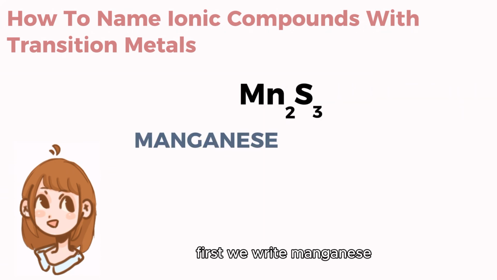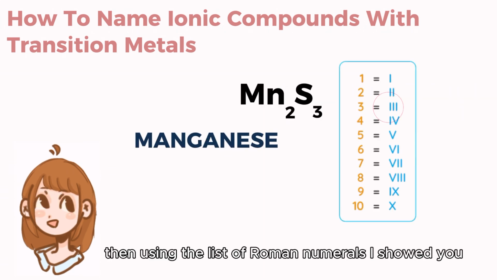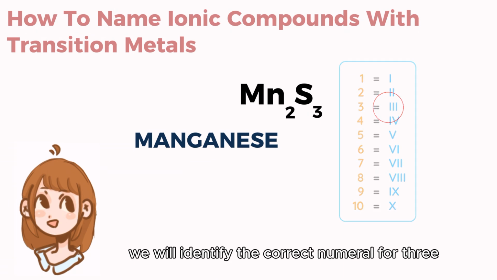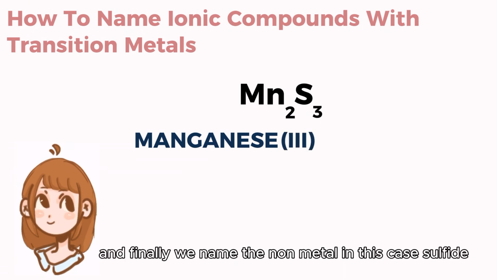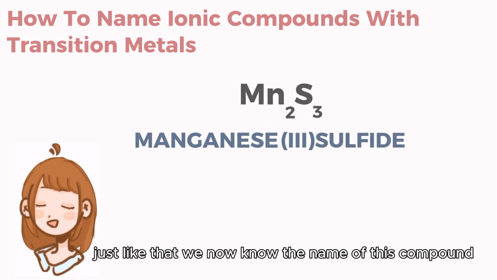First, we write manganese, then using the list of Roman numerals I showed you, we will identify the correct numeral for 3. Now we write the Roman numeral in parentheses next to manganese, and finally we name the nonmetal, in this case sulfide. Just like that, we now know the name of this compound.